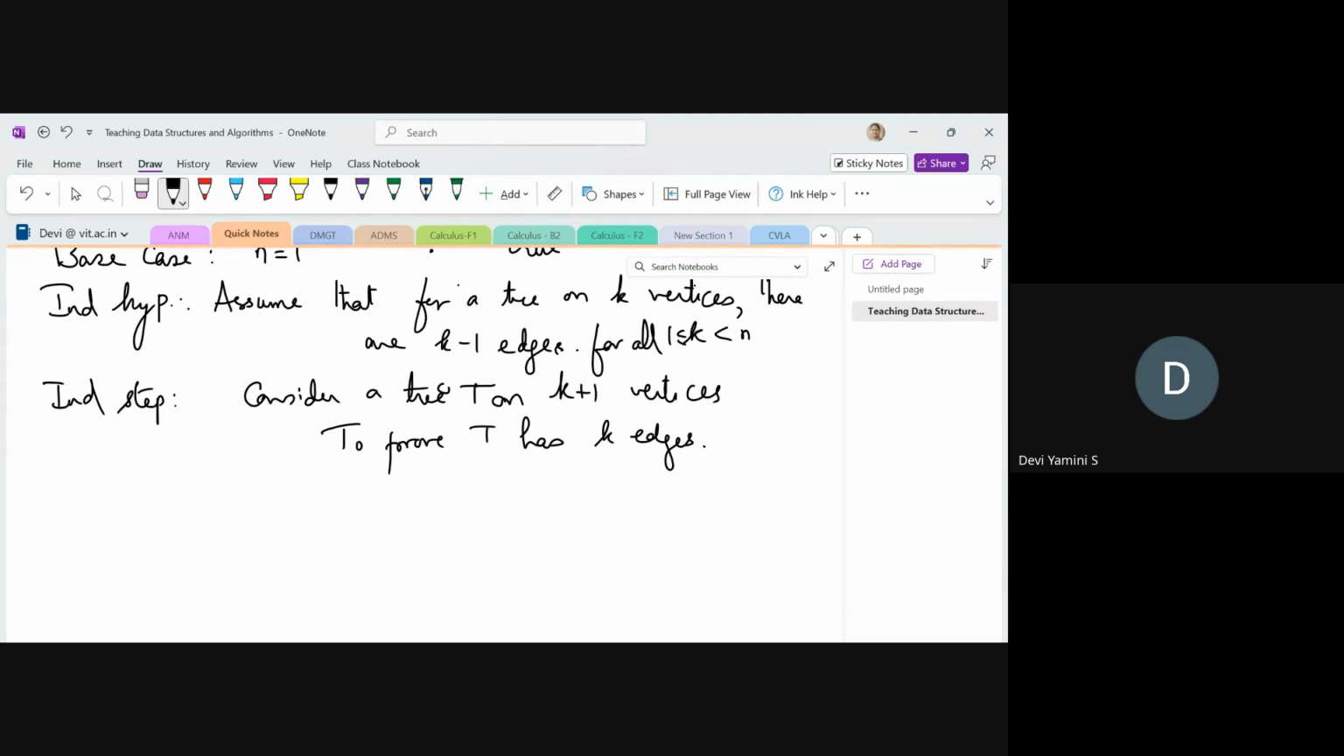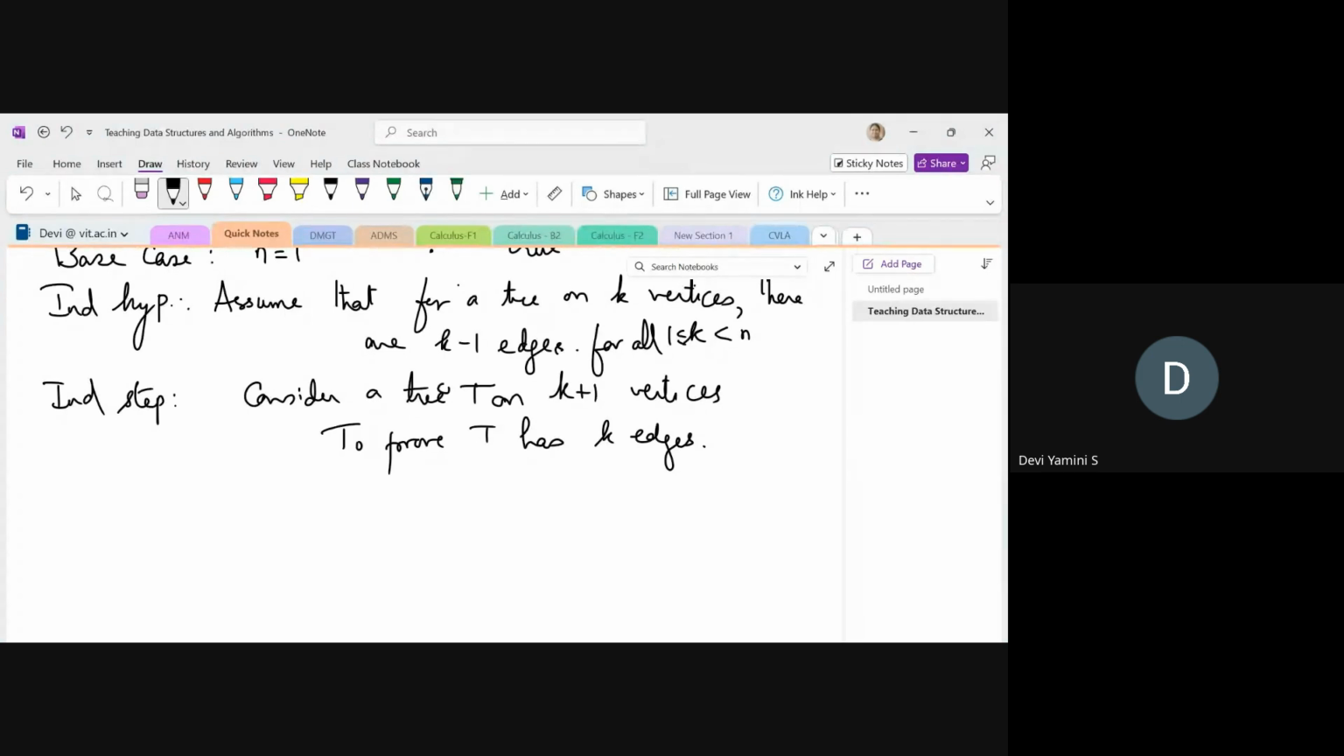Do you agree that the tree T has at least one leaf? We have seen that it has at least two leaves, right? What is the degree of a leaf vertex? One. For a leaf, the degree is always 1.